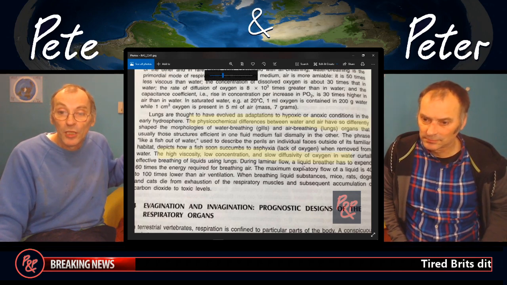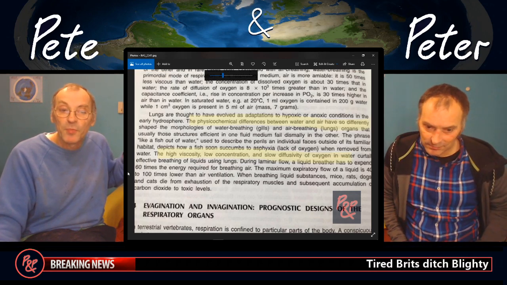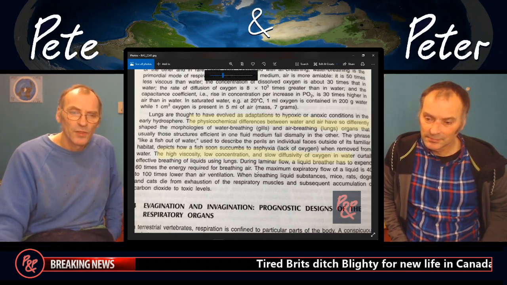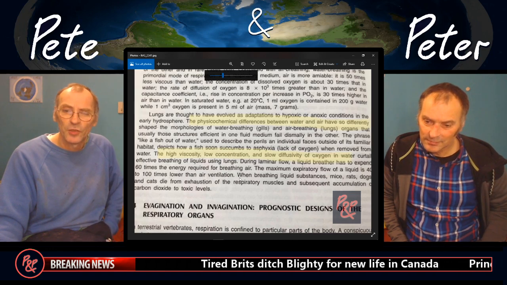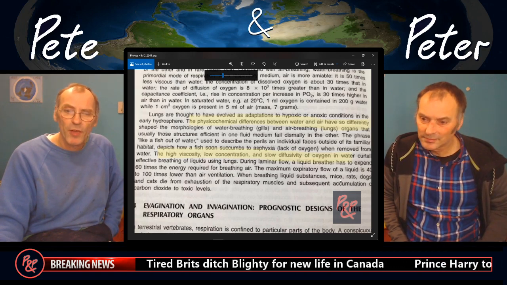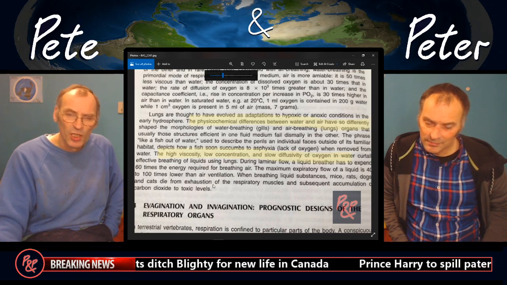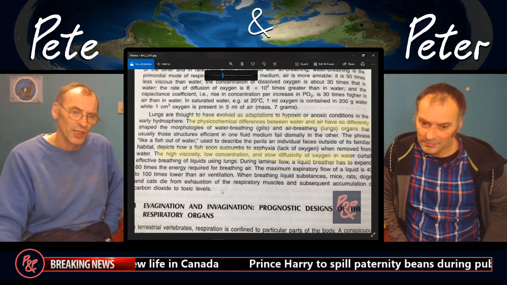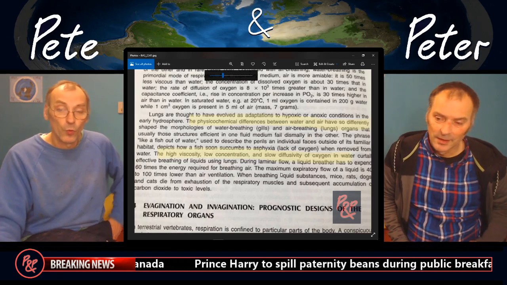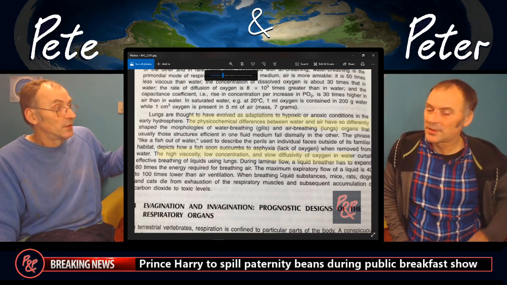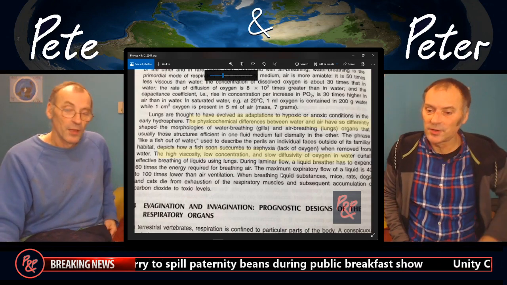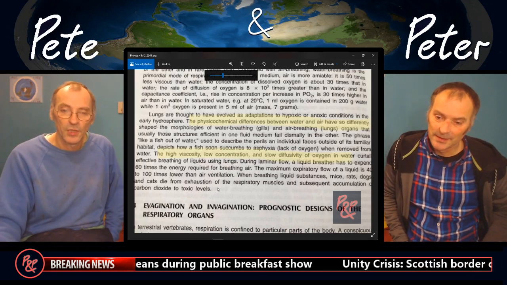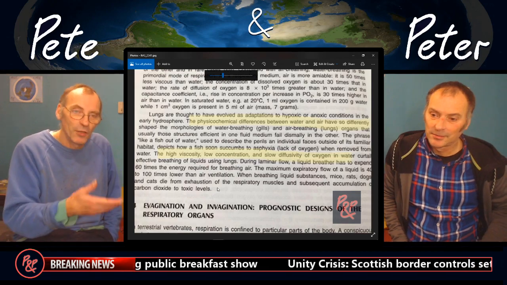During laminar flow, a liquid breather has to expend 60 times the energy required for breathing air. The maximum expiratory flow of a liquid is 40 to 100 times lower than air ventilation. When breathing liquid substances, mice, rats, dogs and cats die from exhaustion of the respiratory muscles and subsequent accumulation of carbon dioxide to toxic levels. So whether they're actually giving them neat water, it depends on the situation. Are they drowning these mice, rats, dogs and cats? You don't know because they haven't got a diagram and there's no video to show what they're doing.